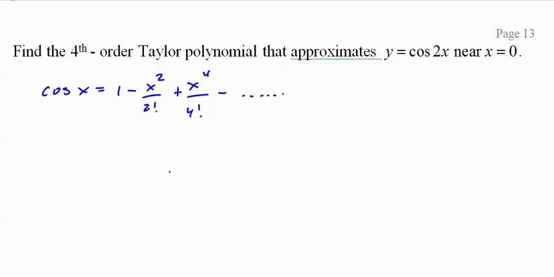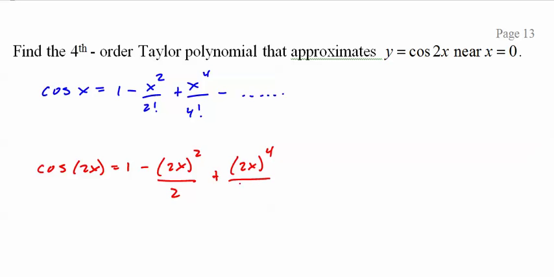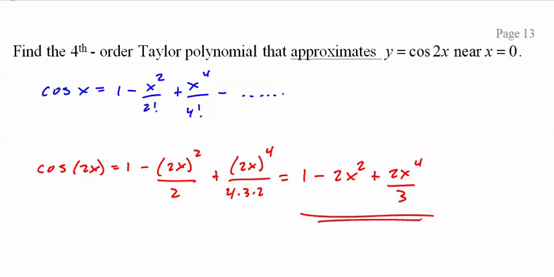And what goes in for 2x? Well, we've done something similar to this before. Cosine of 2x equals 1 minus 2x squared over 2 plus 2x to the fourth over 4 times 3 times 2, which equals 1 minus 2x squared plus 2x to the fourth over 3. Notice how much easier it is.